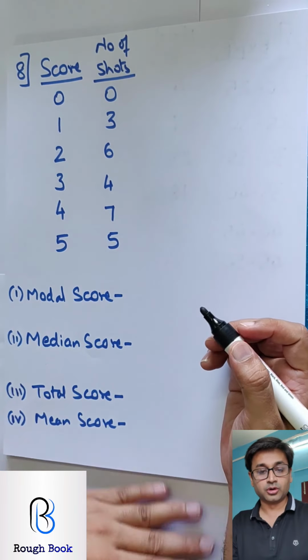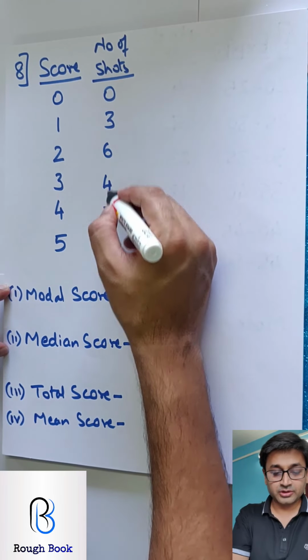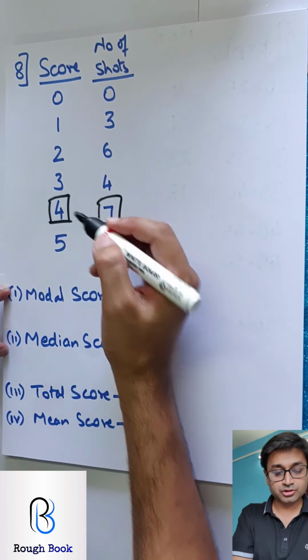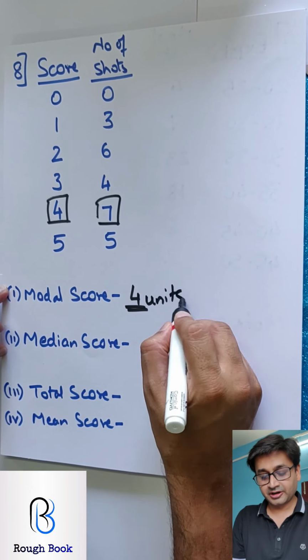First, the modal score. So what is your modal score? The maximum frequency is 7, so the modal score should be 4. Write over there 4. You can write 4 units if you want.